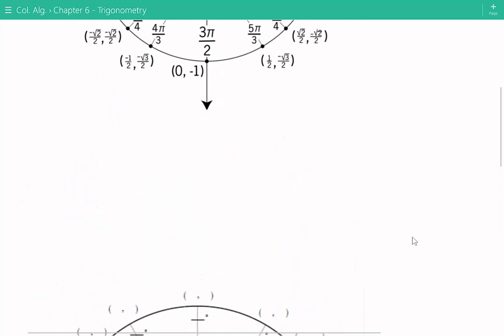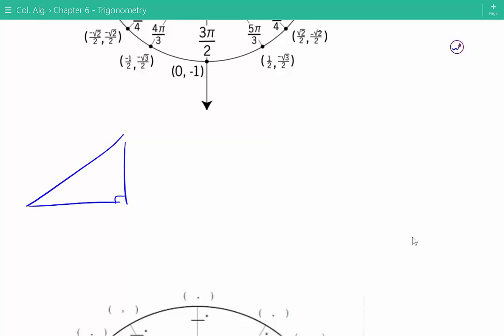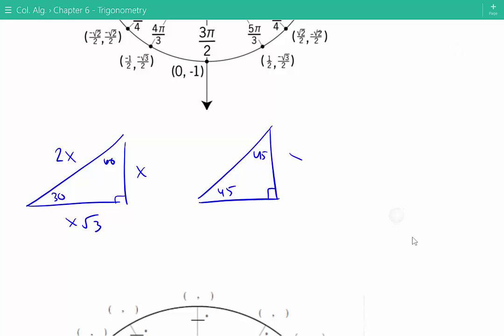Now, there's two things that you want to know about this unit circle, and these triangles you learned about in geometry class. There's two special triangles, 30, 60, 90, and you also had an isosceles right triangle, which was a 45, 45, 90. And these make up all the values that are on your unit circle. So the relationships were the small side was x of 30, 60, 90. The longer leg was 2x. This was x square root of 3. And then in the 45, 45, 90, these are the same. It's isosceles. And the hypotenuse was the shorter leg times the square root of 2.